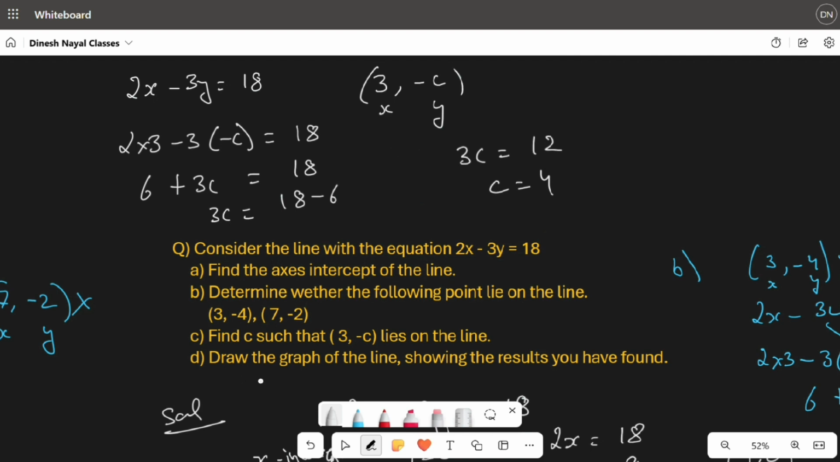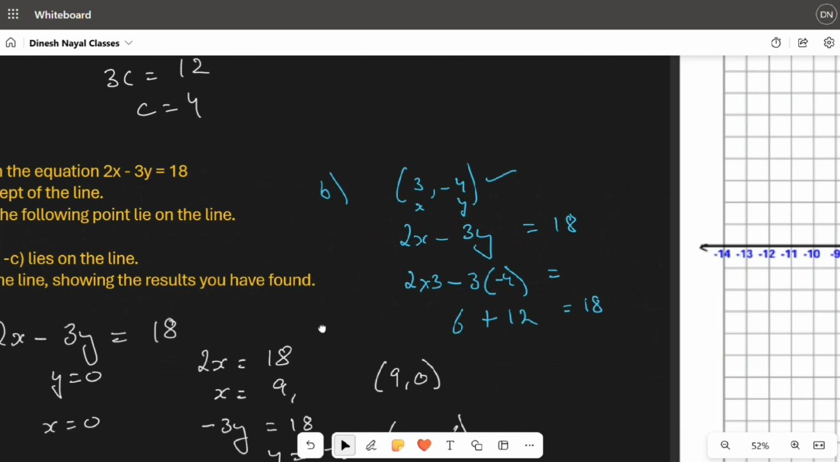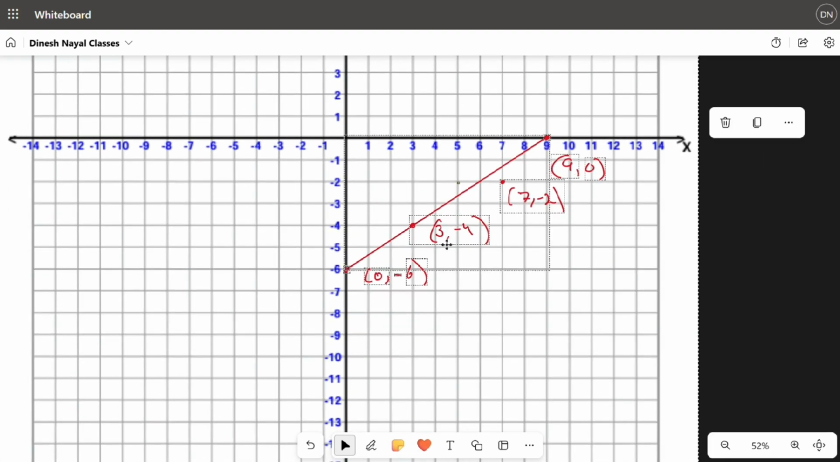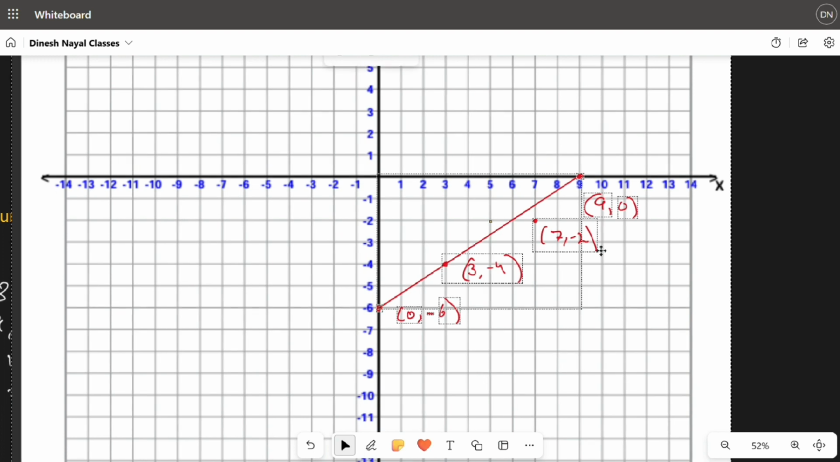Now they are saying draw the graph of the line showing the results that you have found. So the graph of the line, as we have already drawn, and all the results are shown in the graph only. You can see it clearly.